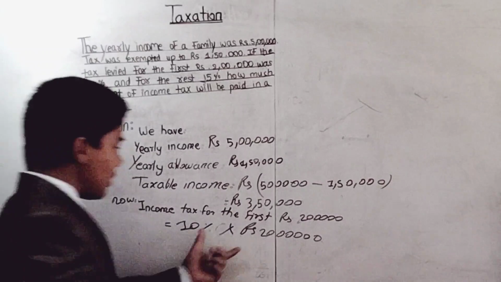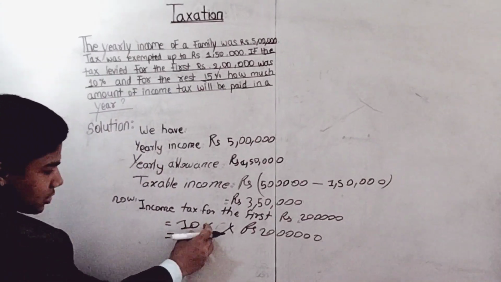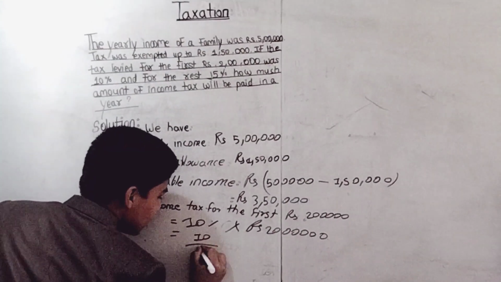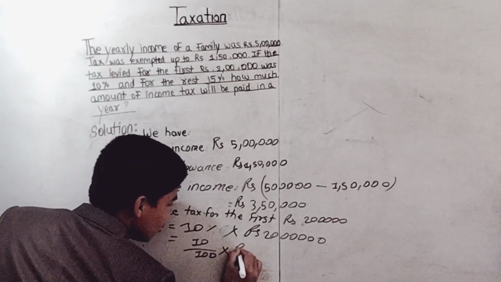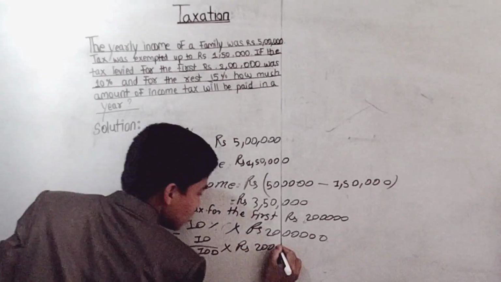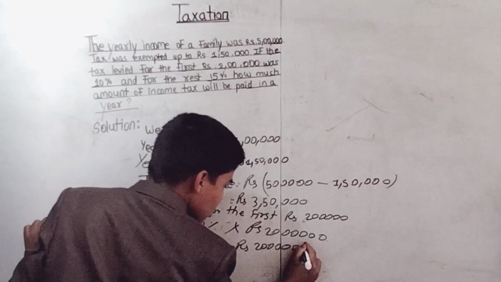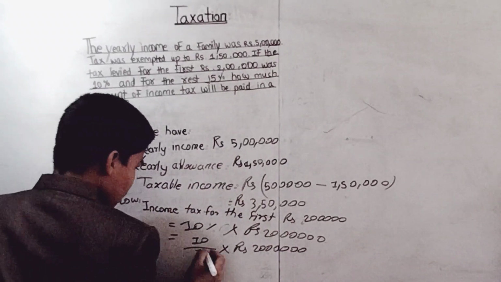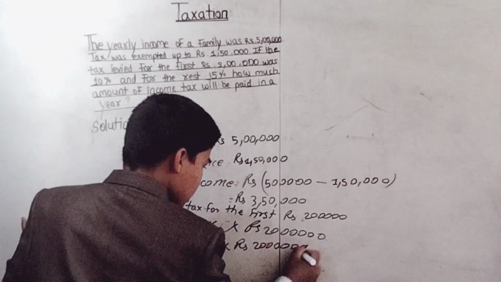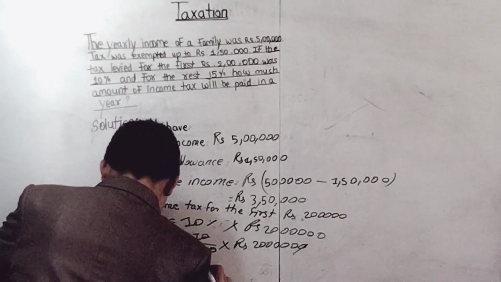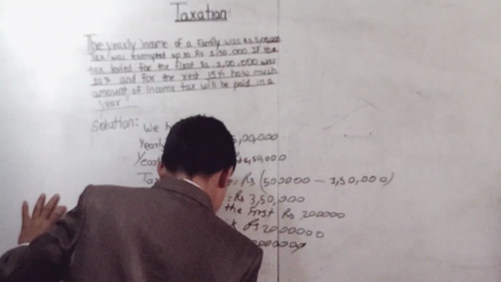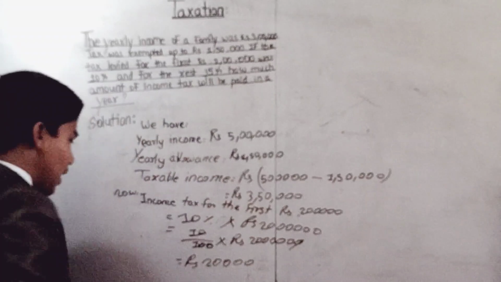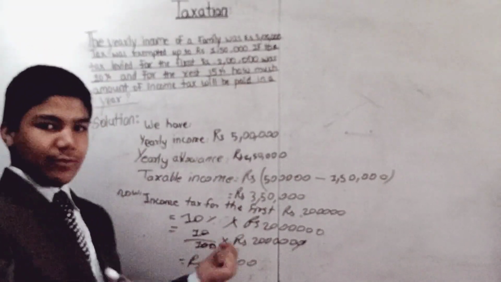Now when I multiply this, first of all this percentage will come down by being 100. So 10 by 100 into rupees 2 lakh. Now this cancels. Remaining is rupees 20,000. Now after that, what to do?